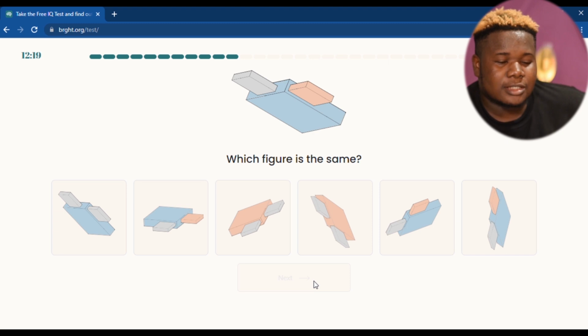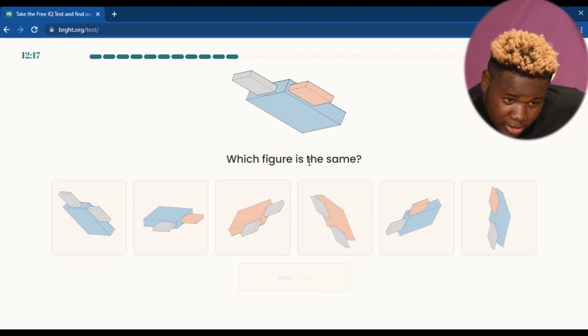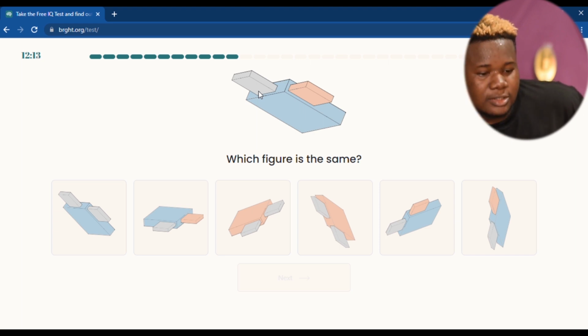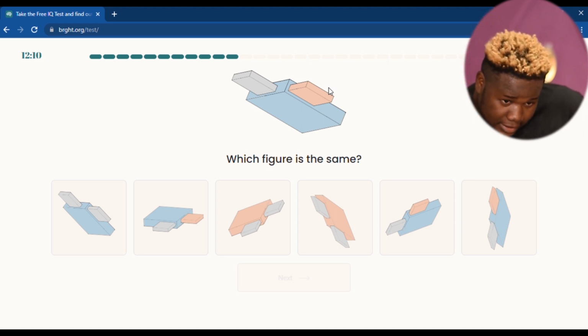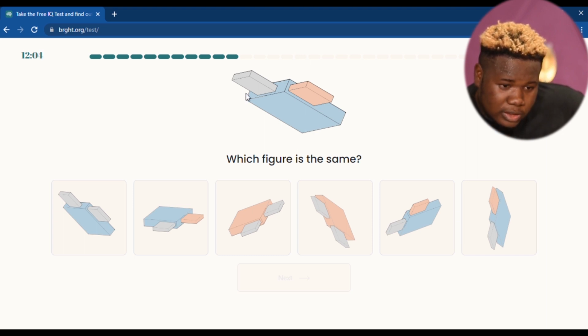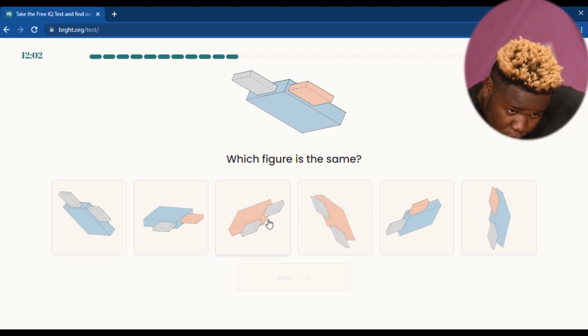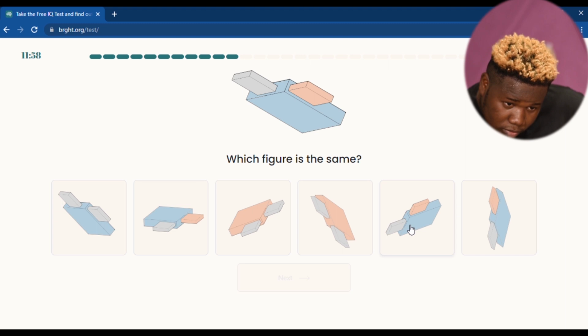Which figure is the same? It's crazy. So it's up, and this is towards the right hand side. So yellow towards the right hand side. Okay, yellow north, and this west. So okay, it's obviously this, I think.